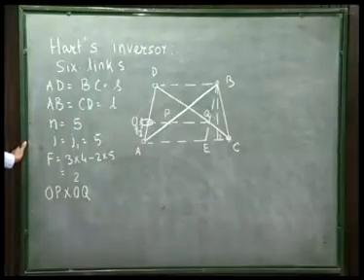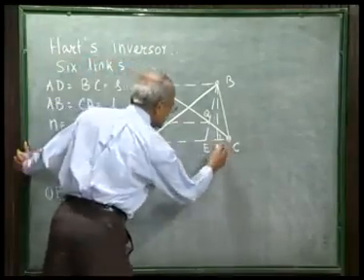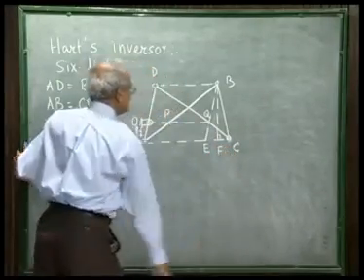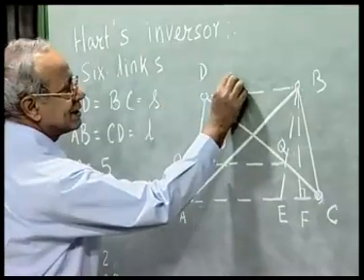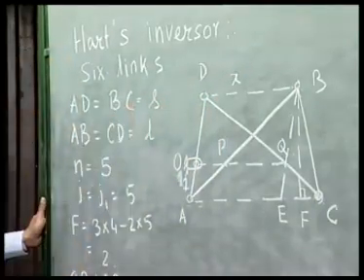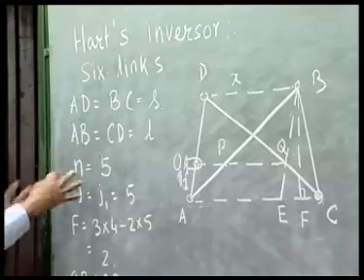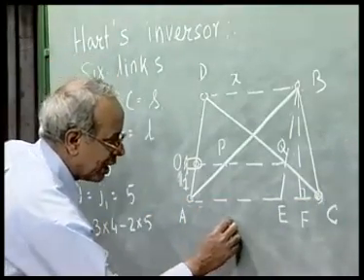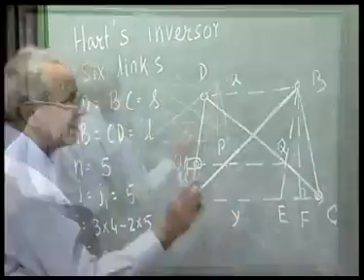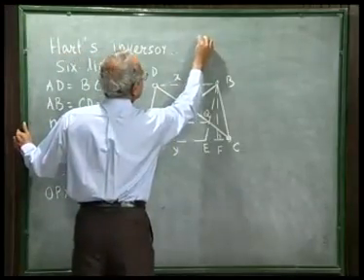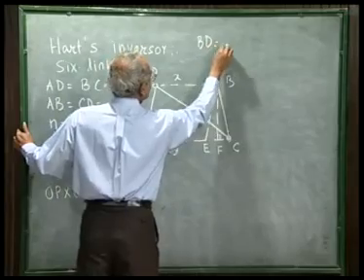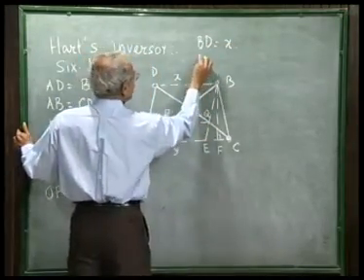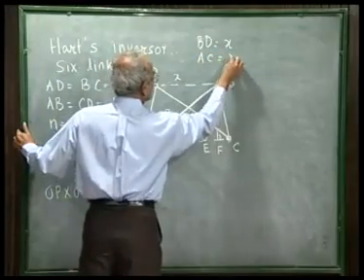So, I drop a perpendicular bisector from B onto EC and let me call this point F. Let me say BD, this distance is X, which keeps on changing as the mechanism moves, as this assembly moves. And AC, let me call it Y, which also changes. BD, I write X, and AC, I write Y.